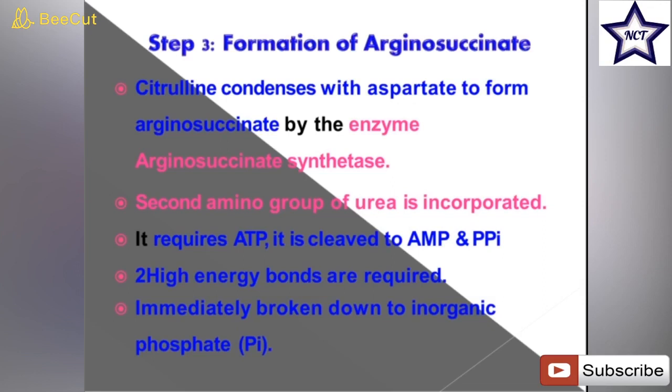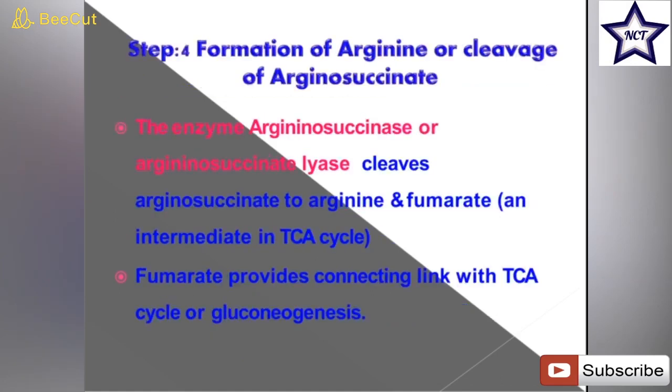Next is the formation of arginosuccinate. It is formed from citrulline condensed with aspartate, resulting in the formation of arginosuccinate. The second amino group of urea is incorporated, and ATP is cleaved into AMP and phosphate ions. We require 2 high energy bonds in order to break the ATP into AMP, which is immediately broken down into inorganic phosphate.